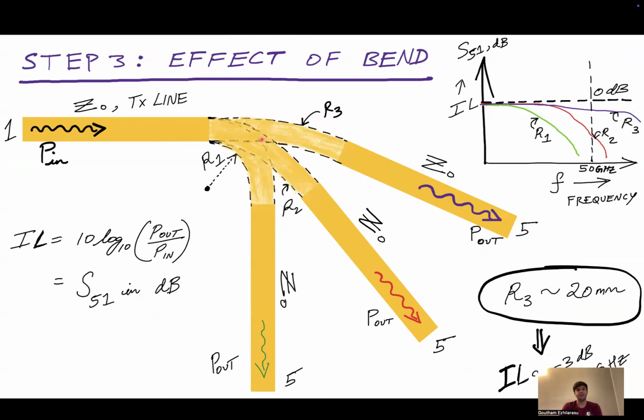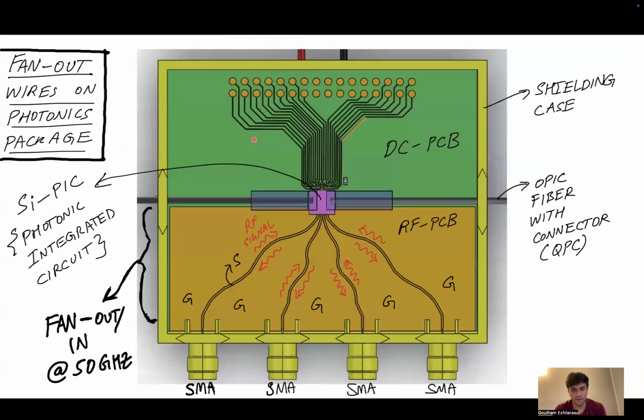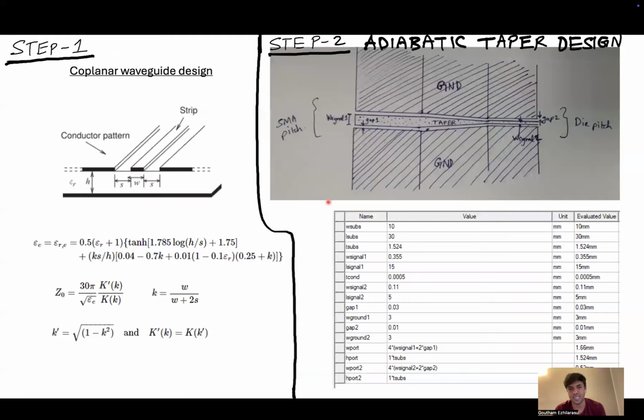Now, as I described earlier, not only does the signal have to taper all the way down here, it also has several bends because you have to fan in the signal.